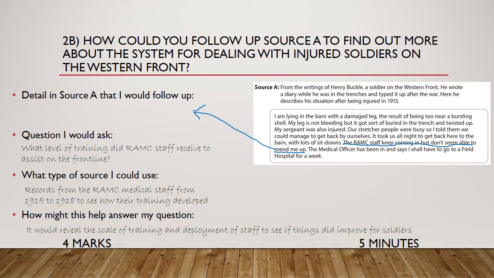So the detail I'm going to focus on is right at the bottom, the bit I've underlined and arrowed. The RAMC staff keep coming in but don't seem able to mend me up. The question I'd like to ask is, what level of training did RAMC staff receive to assist on the front line? Type of source, don't just put army records, that's too vague, you've got to be a bit more specific. So I'm going to ask for RAMC medical staff records from 1915 to 18, see how their training developed is what I put. How might this help answer my question? Well, it would reveal the scale of training and deployment of staff to see if things did improve for soldiers. So I'm trying to say how the source might tell me the answer I'm after.